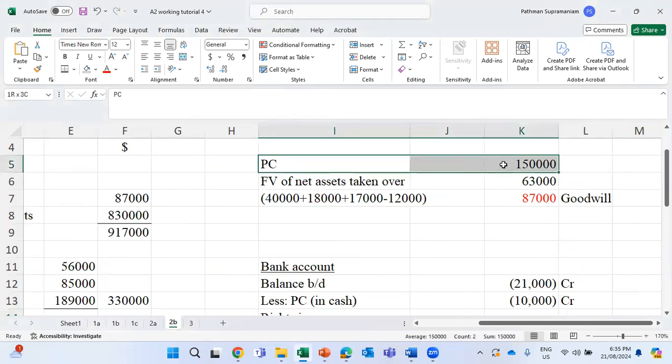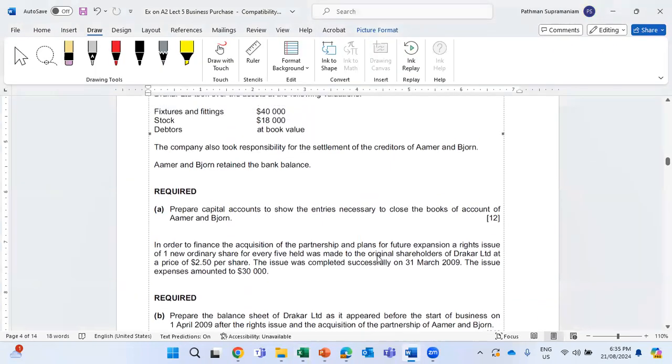See, the purchase consideration was 150,000, right?